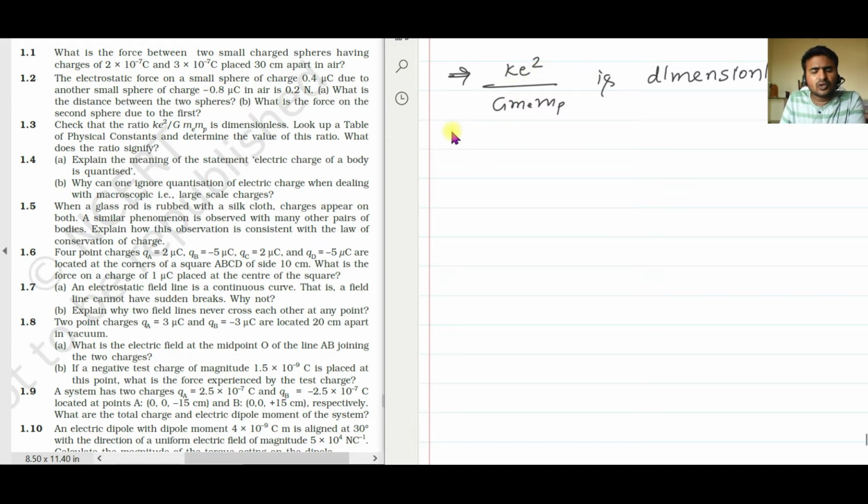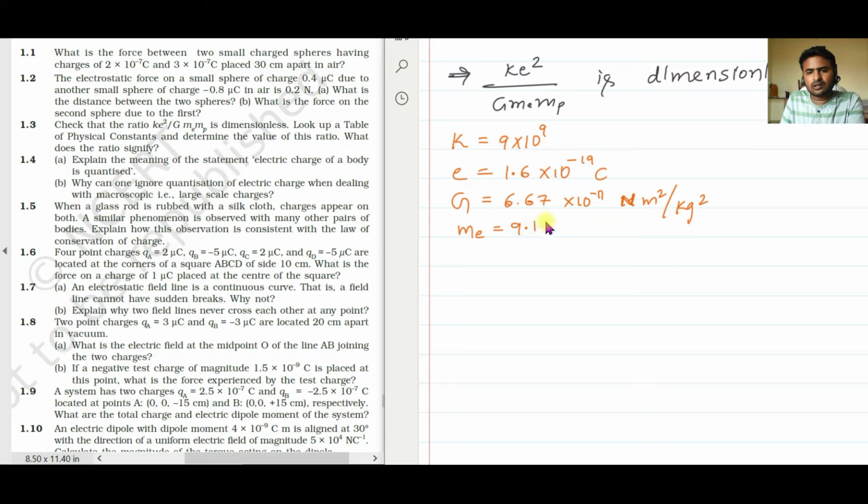So if you look at the table, the value of k is 9 into 10 to the power of 9, and e is nothing but the basic charge, 1.6 into 10 to the power of minus 19 coulomb, and the universal gravitational constant is 6.67 into 10 to the power of minus 11 newton meter square per kg square, and mass of the electron is 9.1 into 10 to the power of minus 31 kg, and mass of the proton is 1.67 into 10 to the power of minus 27 kg.